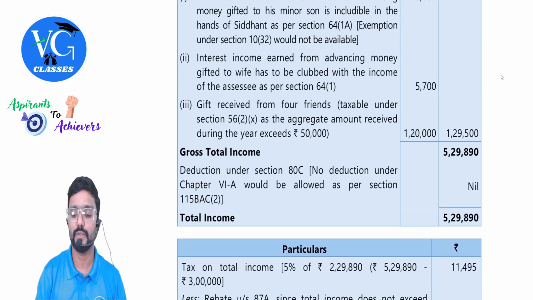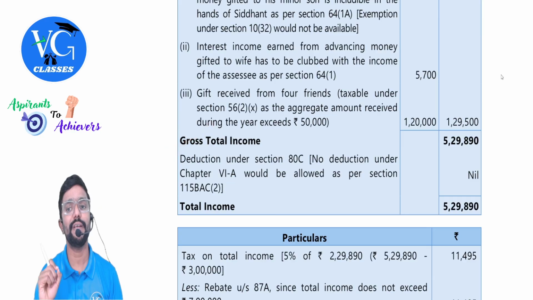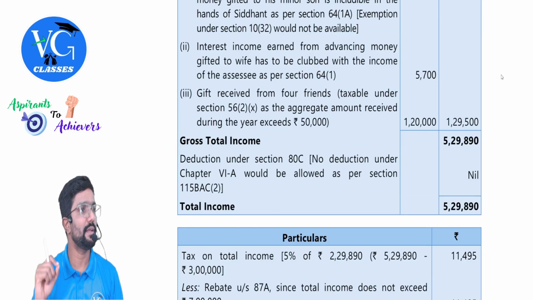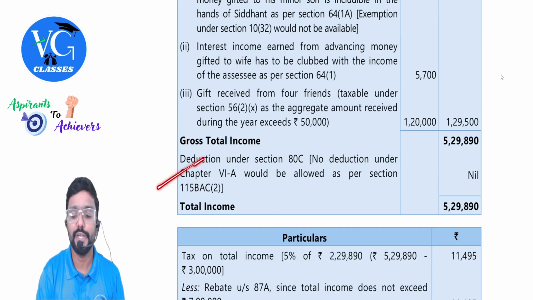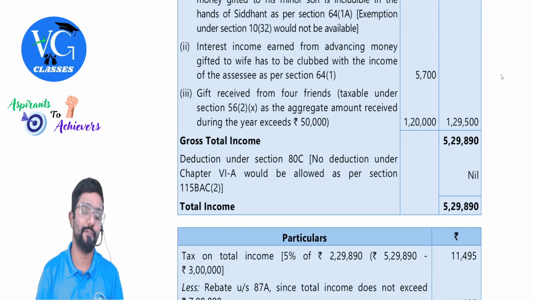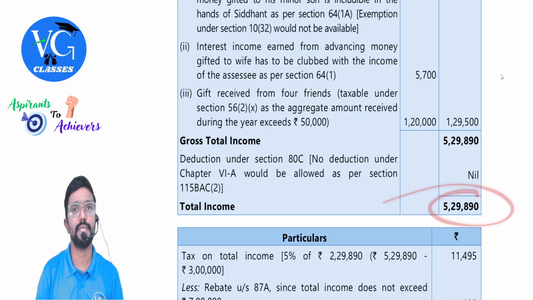1,29,500. Yes. So gross total income is 5,29,890. No deductions under chapter 6A. Why sir? Because the assessee is following the default scheme. So total income is also the same.